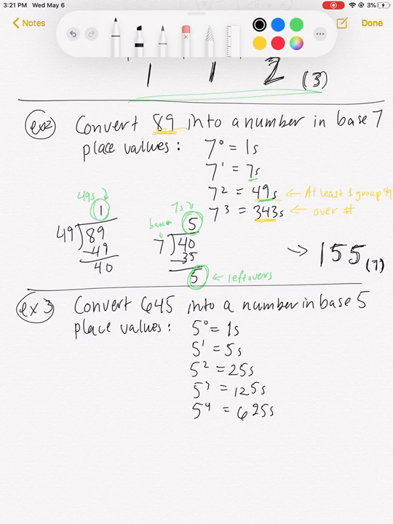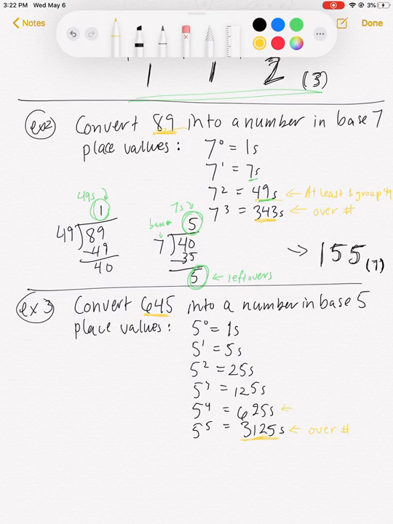Okay, 625 is still not big enough, so we do 5 to the fifth, which is equal to 3125. So multiplying 625 by 5 gives me the 3125's place. Okay, notice that I can stop here because the 3125 is larger than the 645. Okay, so I have over the number here.